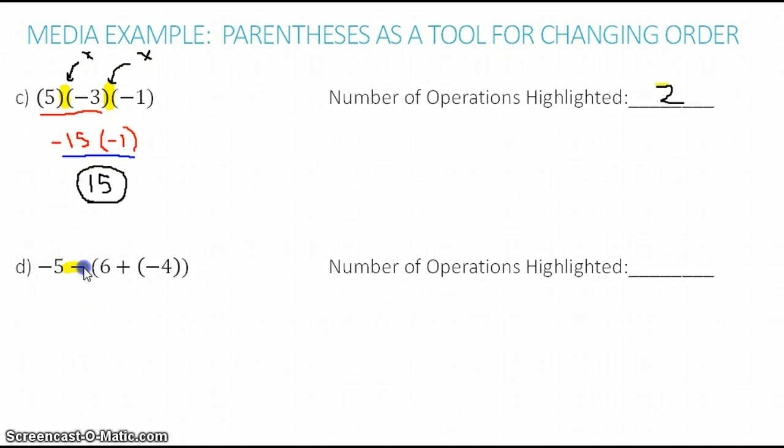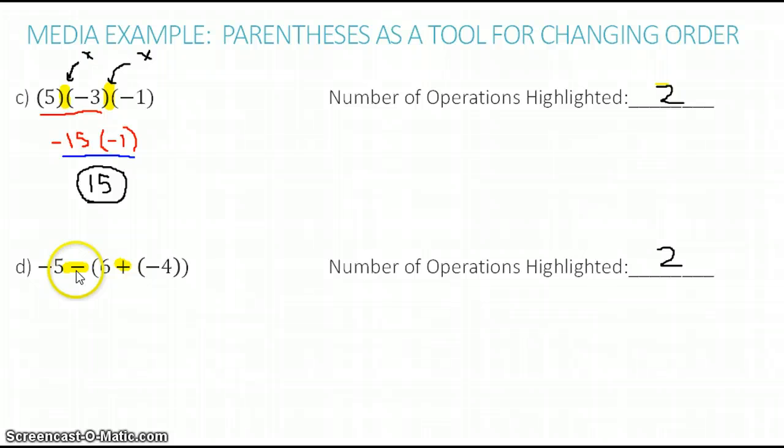-5 minus parentheses 6 plus -4. Then we close the parentheses. So there are a lot of parentheses and symbols in here, but notice there's just two operations. This is a negative sign applying to the 5. This is a negative sign applying to the 4. And these parentheses are being used as a grouping symbol. So now let's do these in the correct order.